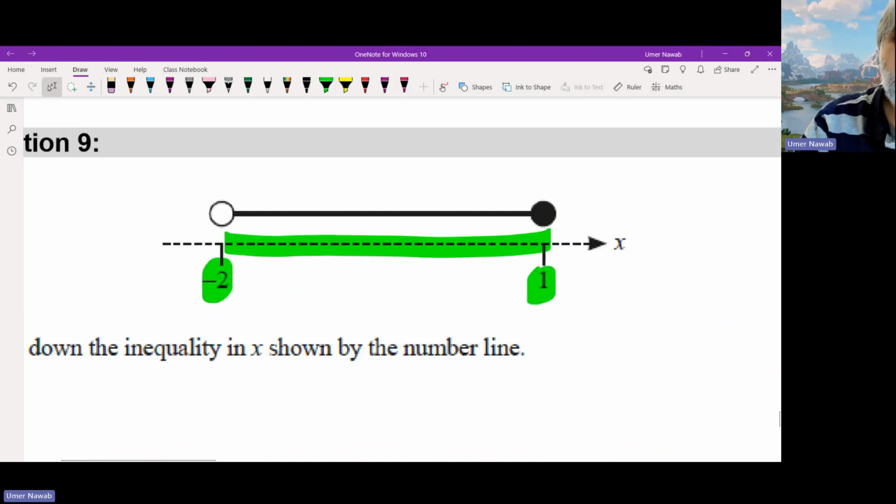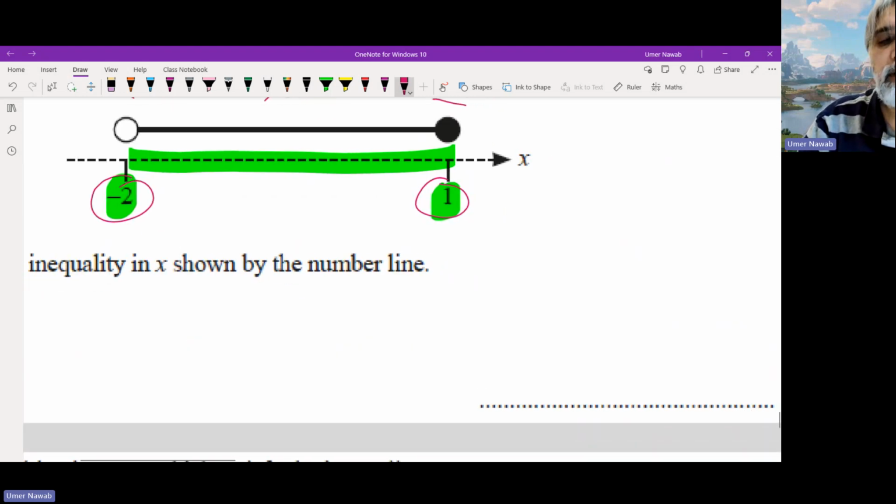However, this dotted circle means this is a non-strict inequality and this is a strict inequality. I have to take all the x between minus 2 and 1. So how do I write it? Minus 2 less than x, less than or equal to 1.